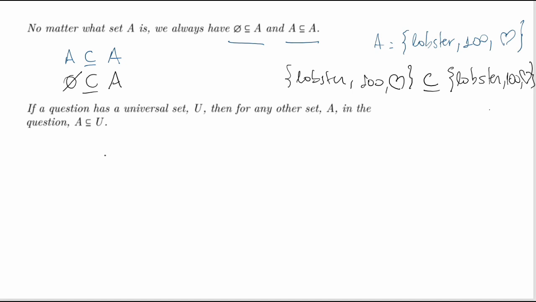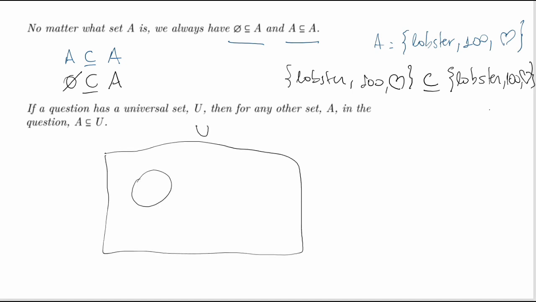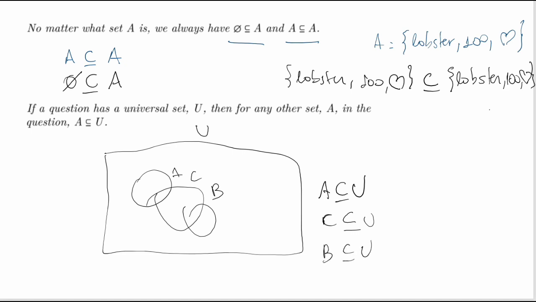The other concept is that if we have a universal set, all other sets that we're analyzing, no matter what, are subsets of the universal set, because they stand entirely inside it. They are contained by the universal set, and so they are subsets of the universal set.